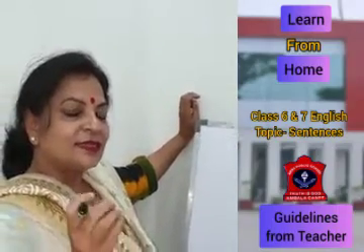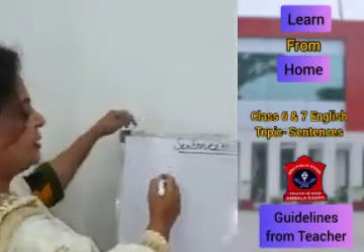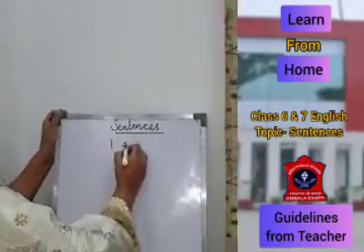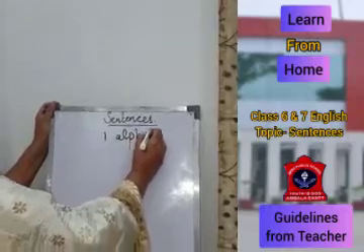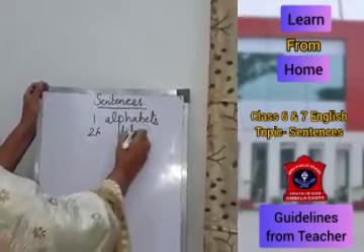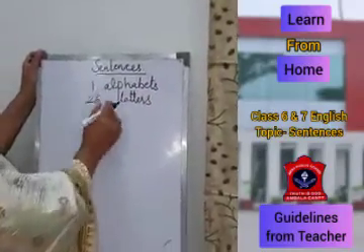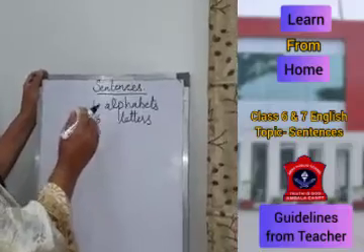You will say 26 alphabets are there. But there's only one alphabet in English language. One alphabet and 26 letters. When these 26 letters are joined together, they make one alphabet. Alphabet means one mala in Hindi.